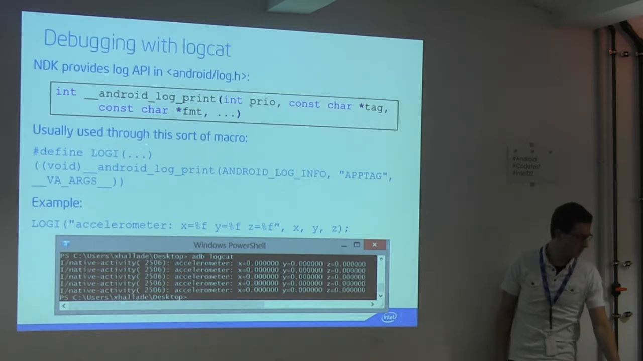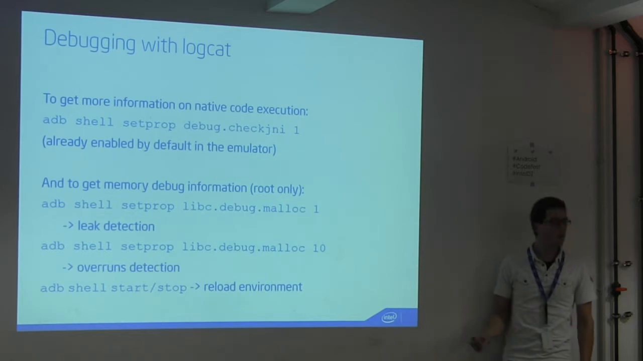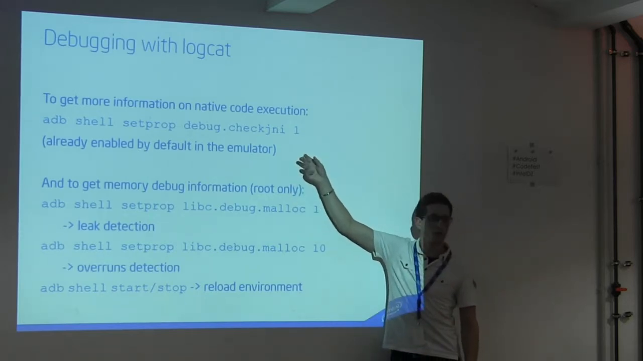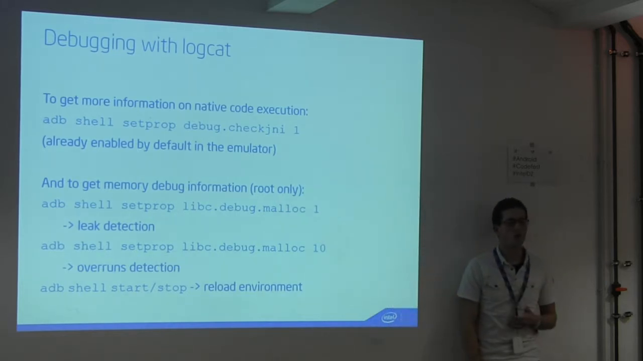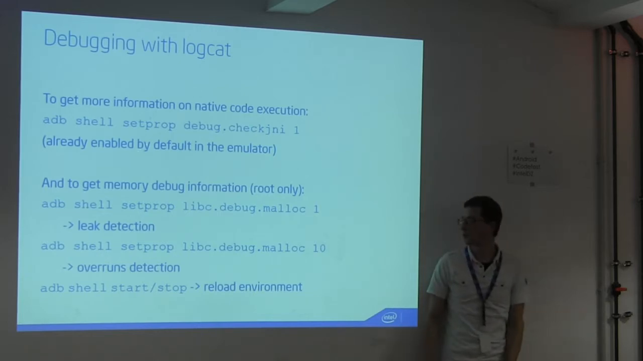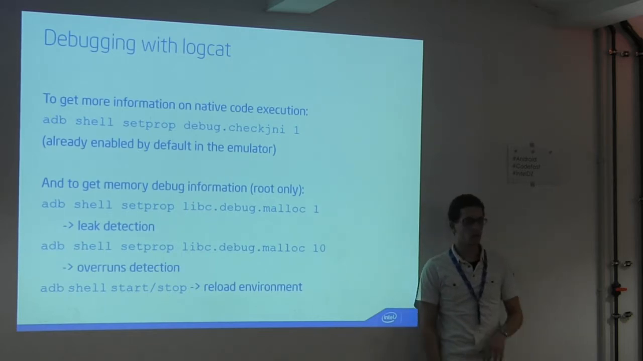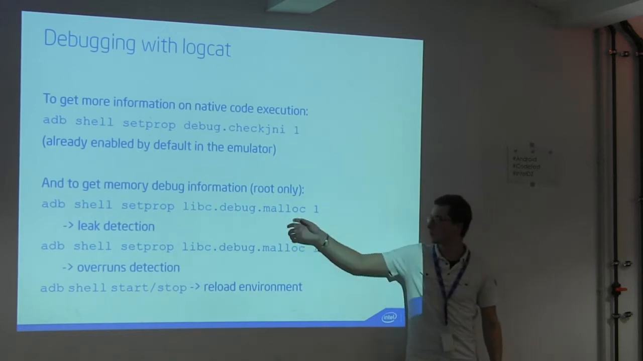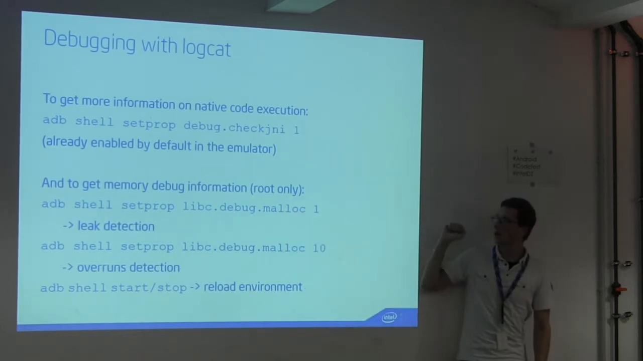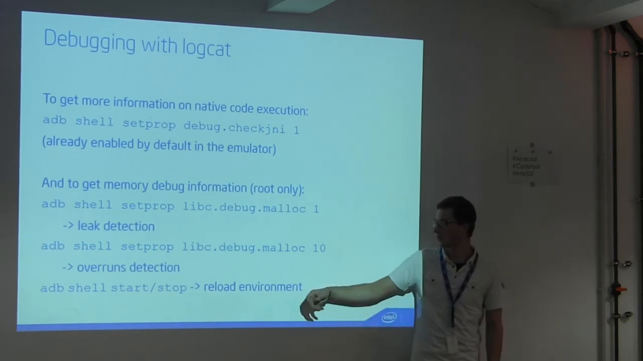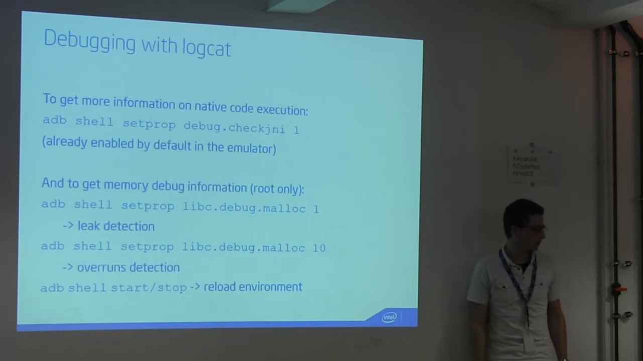If you want to go further with GDB and all this, it's also possible. First, you can also get more information about the loading of your shared object libraries. You just call setprop debug.checkjni 1, and it will generate more information about the loading of shared libraries. It's already enabled by default in the emulator, and you can also enable it on your devices. About memory information, if you want to debug memory overruns, that will help you detect some memory structure issues like we saw before. You can use libc.debug.malloc, and set it to 1 or 10 like on Linux, but you can call this only if you are root. Once you activate this, you need to relaunch Dalvik, the whole Android environment, using adb shell stop and start.